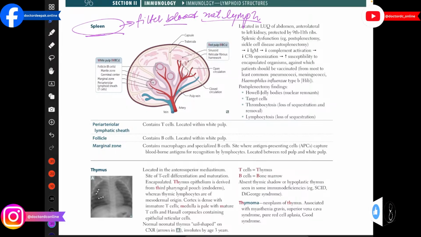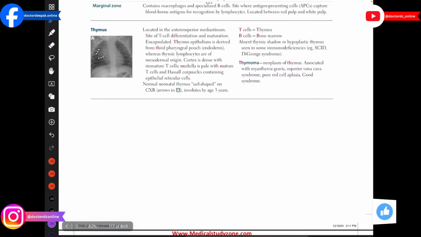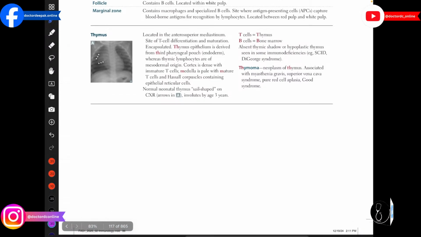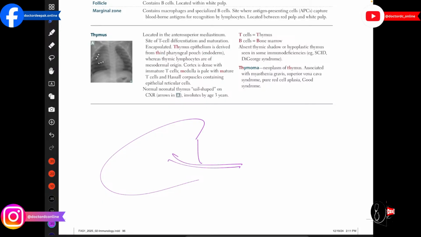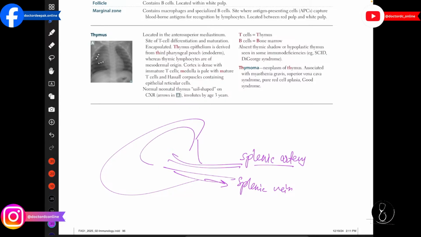Before talking more about it, I want to simplify the diagram of the structure of the spleen. For example, that is the spleen, and you know it filters the blood, so there will be a splenic artery taking the blood towards the spleen, and a splenic vein that will take blood out from the spleen. There are two parts, white pulp and red pulp.